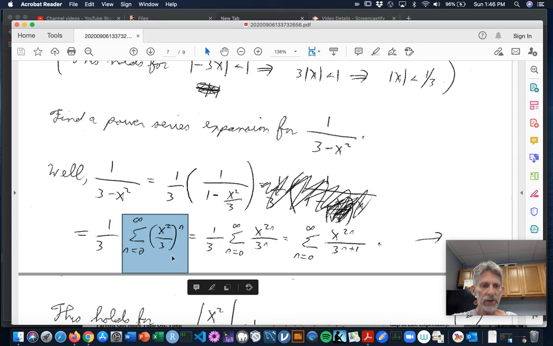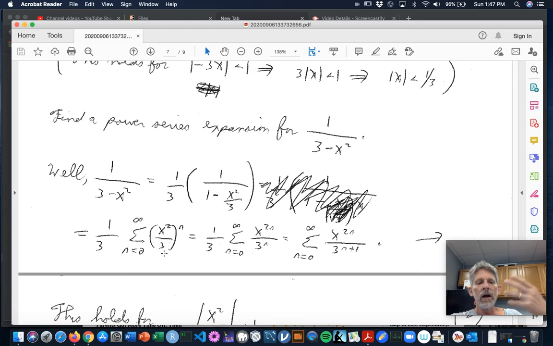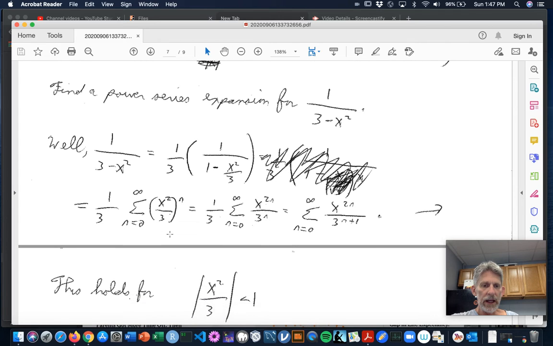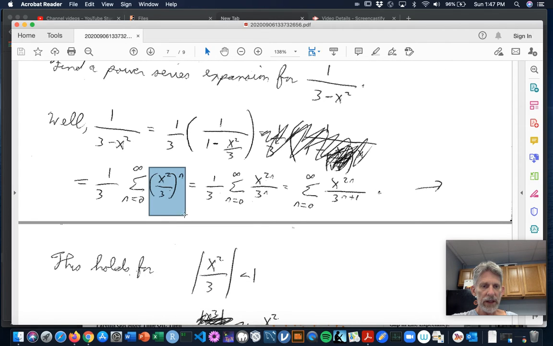Sum n goes from 0 to infinity, x squared over 3 to the n, ratio to the n. And then I can multiply this out a little bit and have an x to the 2n on the top and a 3 to the n on the bottom. And I can push the 3 back in the denominator, distribute that back in if I want. And I've got the sum n goes from 0 to infinity, x to the 2n over 3 to the n plus 1. So this fraction is equal to this series.